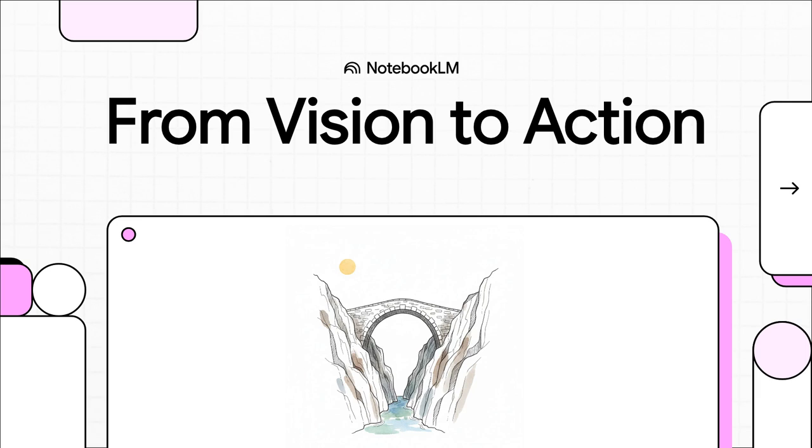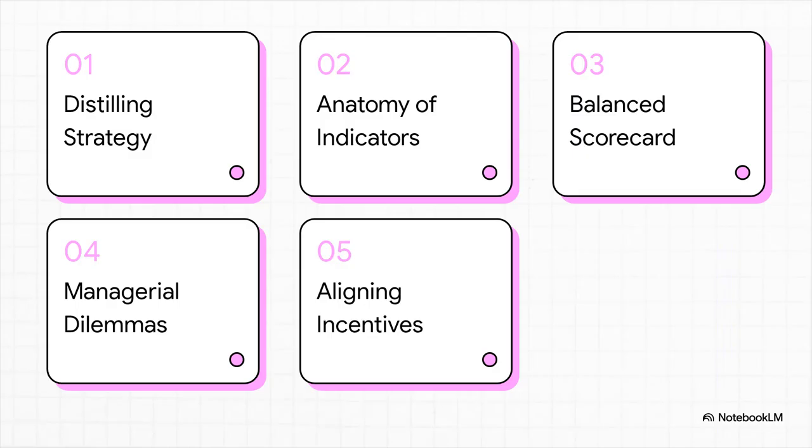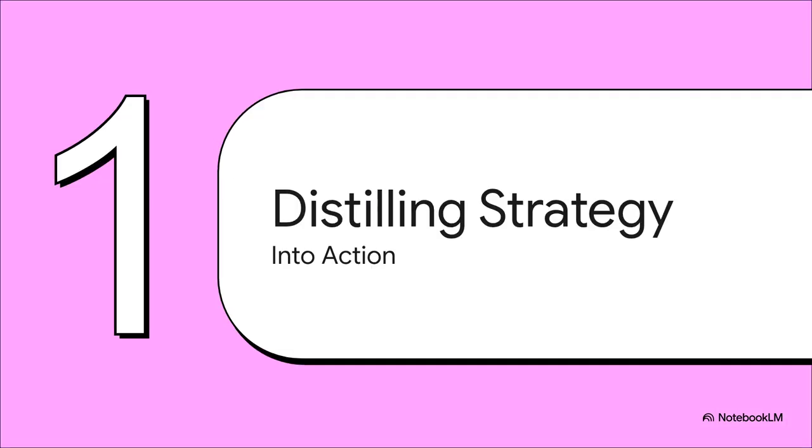So, we're going to explore the precise tools, the frameworks, and even the psychological balancing acts that are required to build a sturdy bridge from abstract strategy into measurable reality. Here is our roadmap for today. We're going to look at distilling strategy into action, the anatomy of indicators, the balanced scorecard, 4 key managerial dilemmas, and finally, aligning interests with incentives. Let's get going. Section 1.